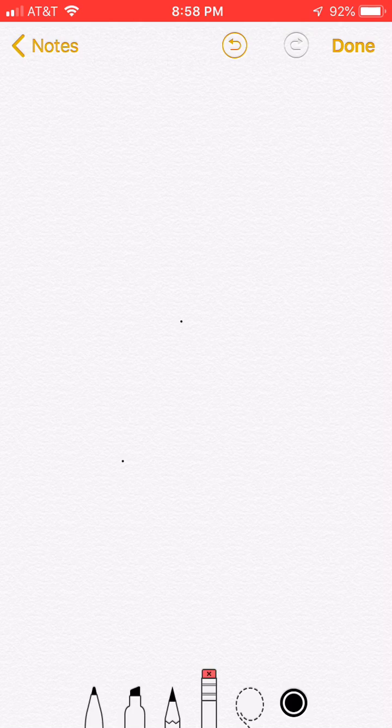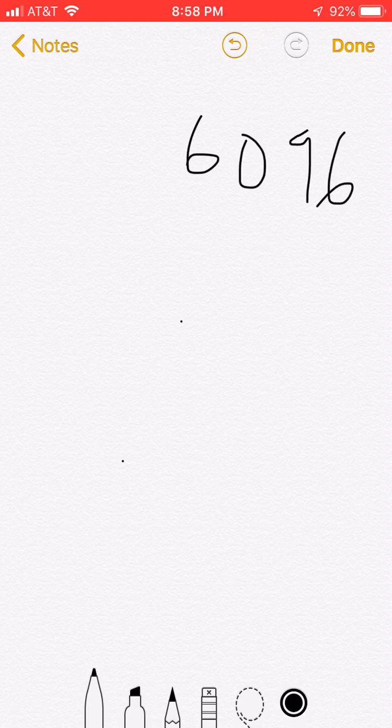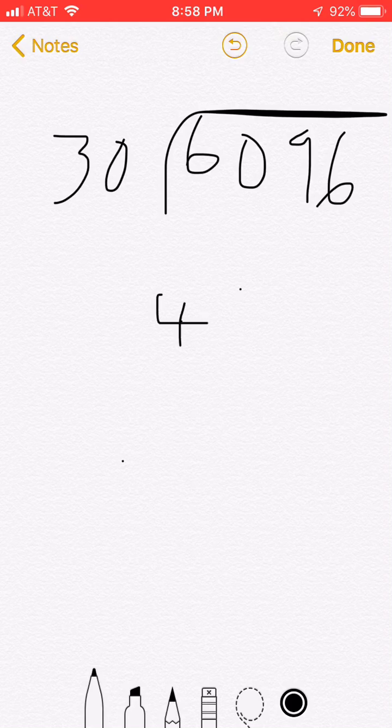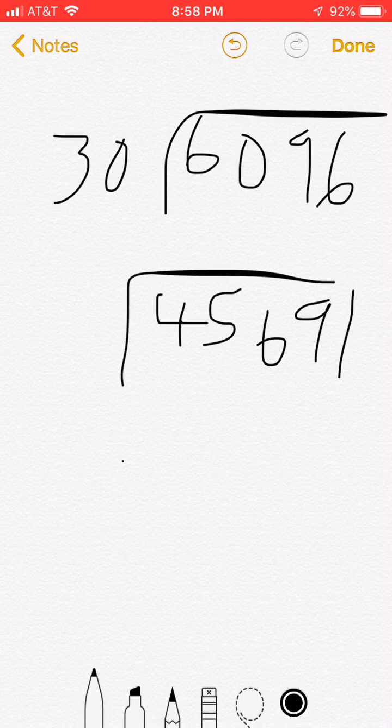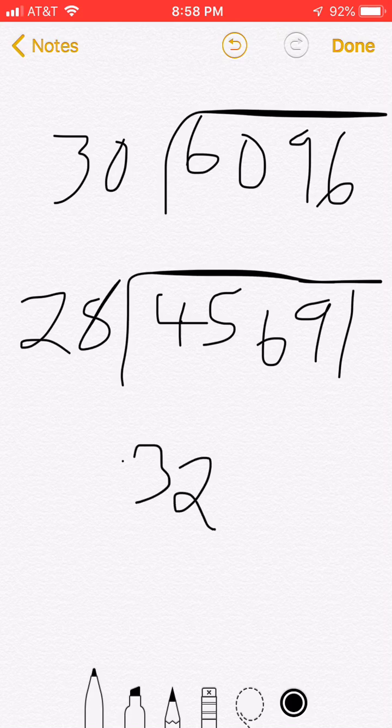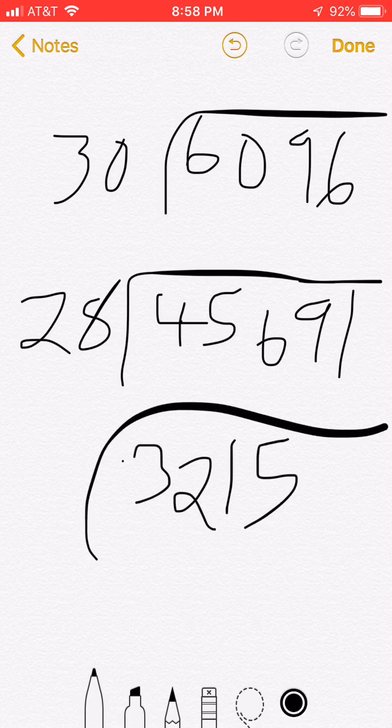And now for our final round of practice problems. And then we can all go home and our lesson will be over and we can check off on point 1. We have 6,096 divided by 30. This is a big, long one, which usually takes me the longest time. 45,691 divided by 28. And then the last one is 3,215 divided by 430. And that one's a pretty decently easy one.